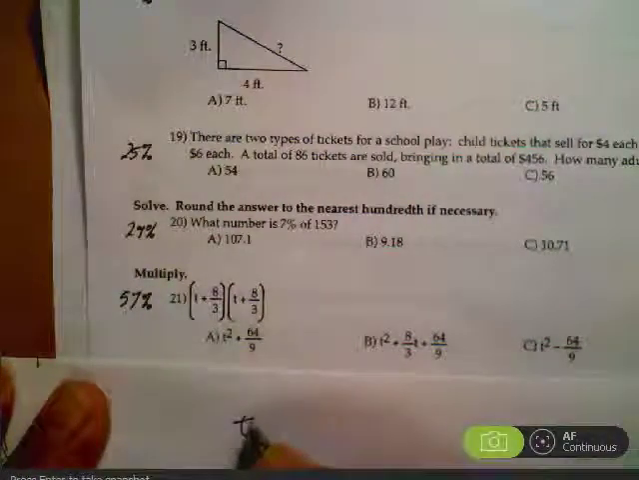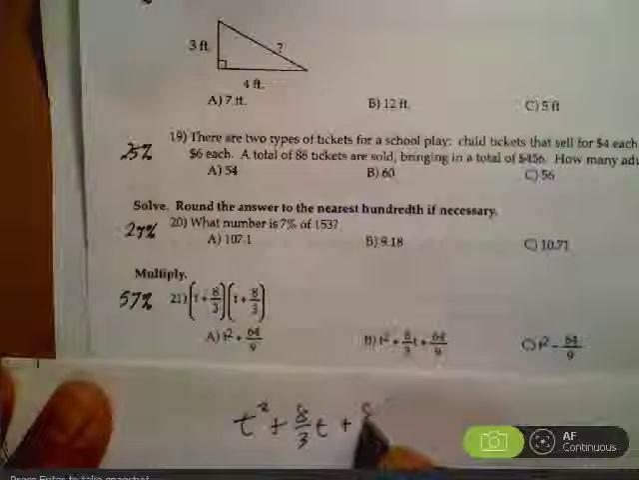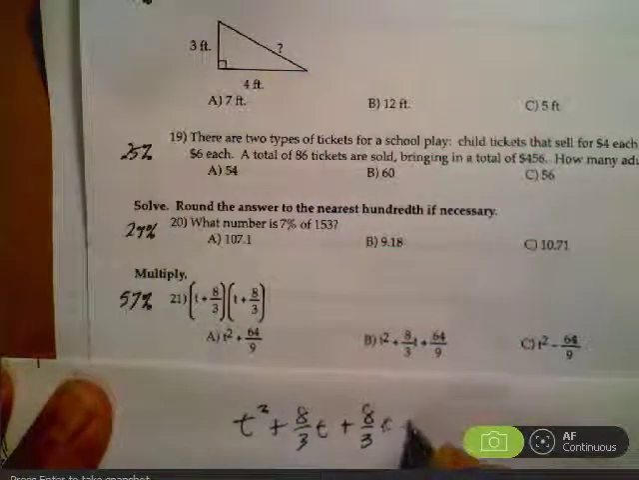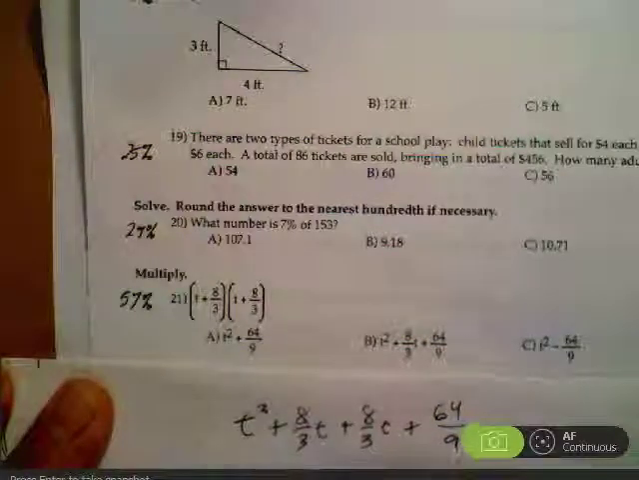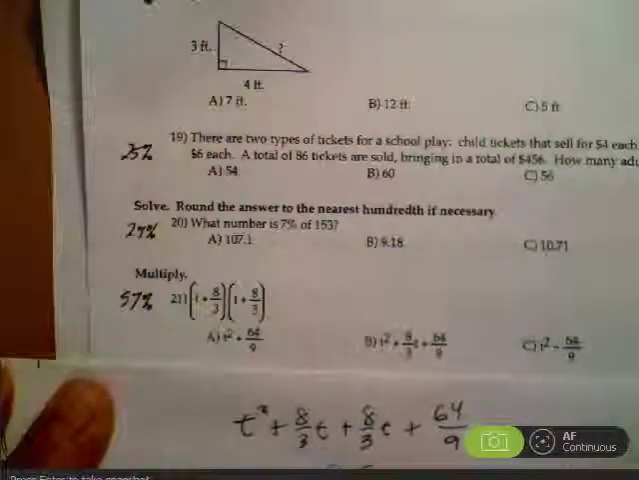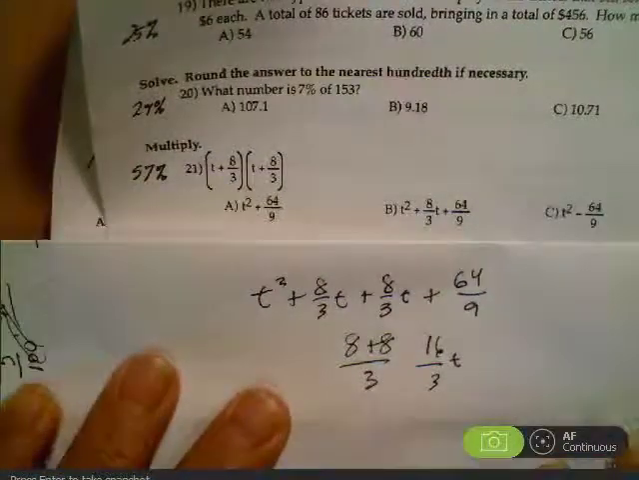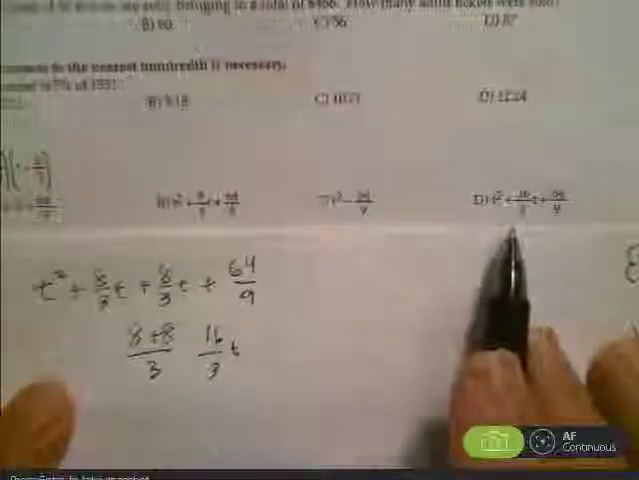So the first is t squared, the outer is 8/3 t, the inner is 8/3 t, and of course the last is 64/9. Now remember that 8/3 plus 8/3 is 16/3 t. And we look for that answer, and there it is, answer D. We didn't have to do anything other than just FOIL.